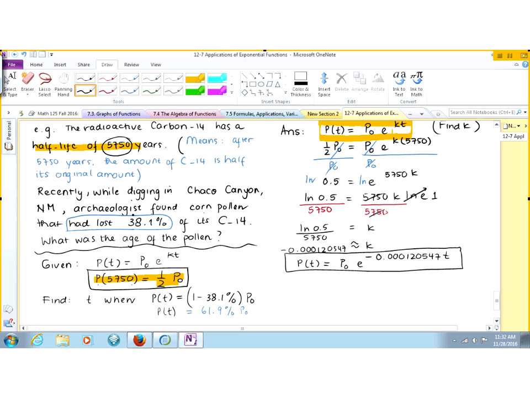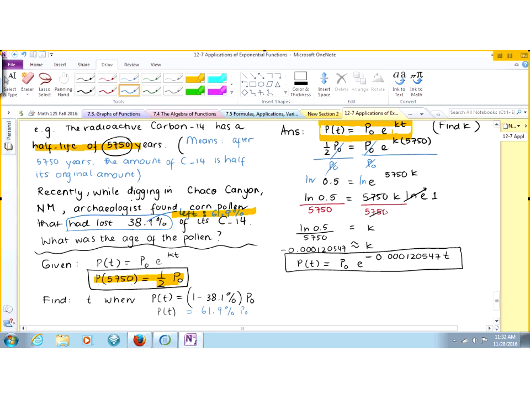Now, the archaeologists found corn pollen that had lost 38.1% of its carbon-14. So if it lost 38.1% of its original carbon-14, how much is left? What is left on the corn pollen? How many percent? 61.9%. Does that make sense now? Because it lost 38.1%, what is left is 61.9. That's where the 61.9% comes from.